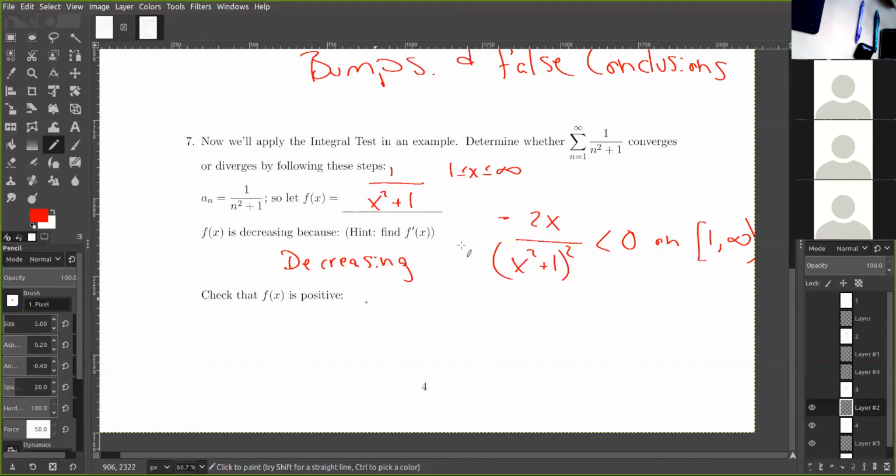Check that f of x is always positive. So why is this function, 1 over x squared plus 1, always positive? There's no minus signs hanging out. And any x value I plug in, we're going to square it. So it'll be a positive number plus 1, always a positive number in the denominator, and of course the numerator is just a constant 1. Both of those are always positive. So always greater than 0.